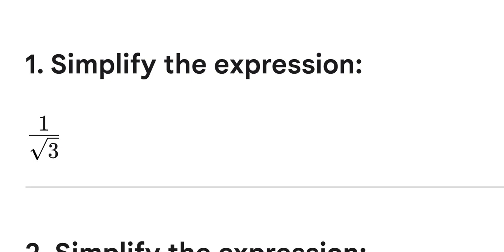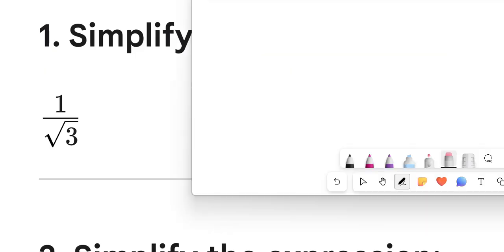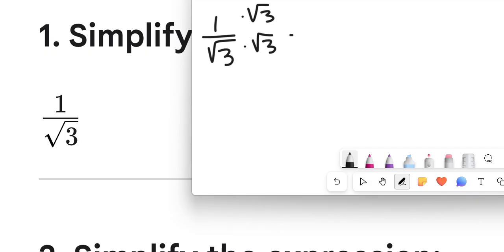So, what do we have for the first one? 1 over radical 3. What would we multiply this by? Radical 3 over radical 3, right? So, 1 over radical 3. You would multiply this by radical 3 and you would multiply this by radical 3. 1 multiplied by radical 3 is radical 3. Radical 3 by radical 3 is 3. Done. We are done with the first question.